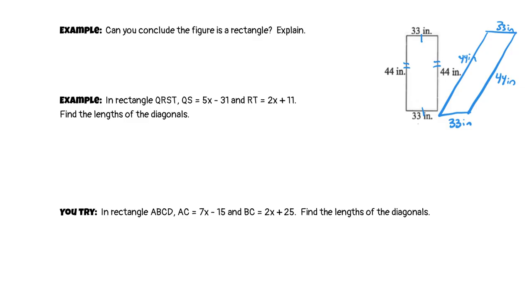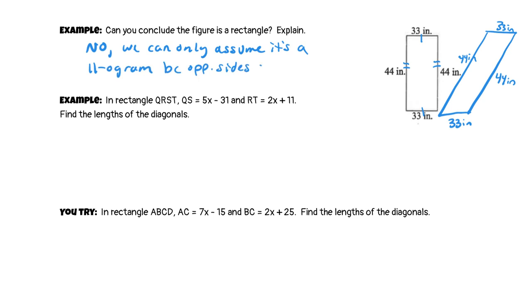You have to actually know it's 90. So we're going to say, no, we can only assume it's a parallelogram because opposite sides are congruent. Okay? All right, next example.